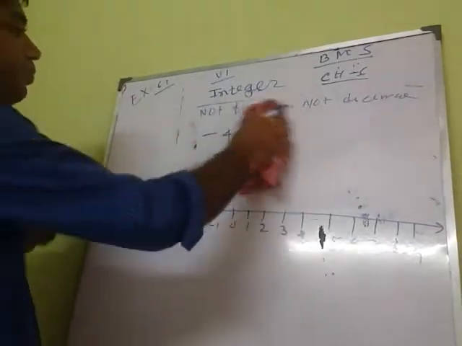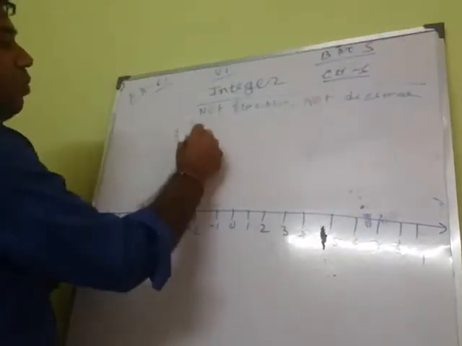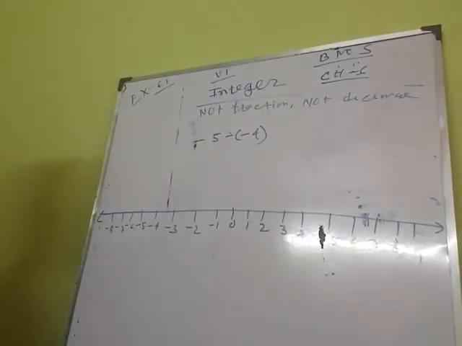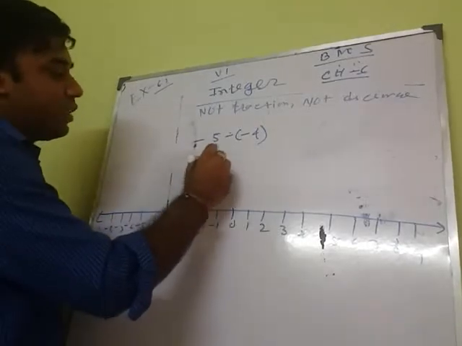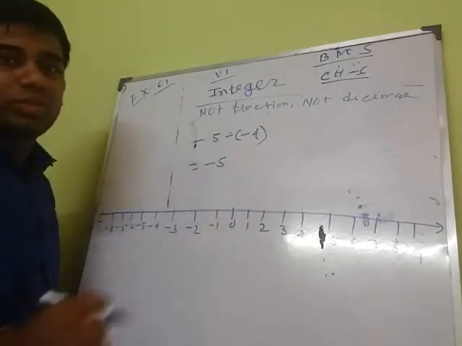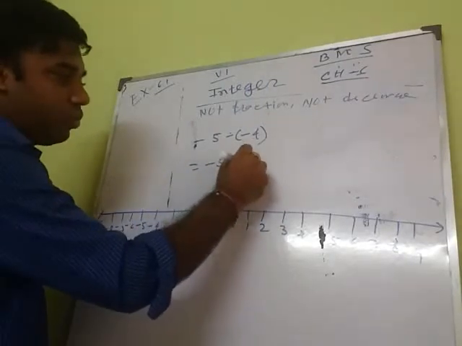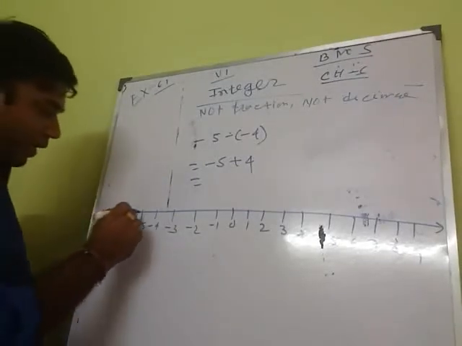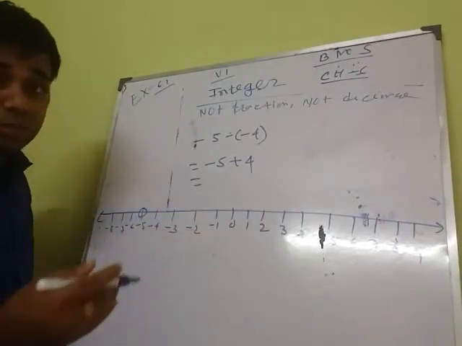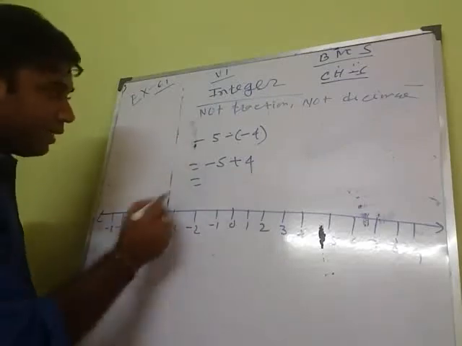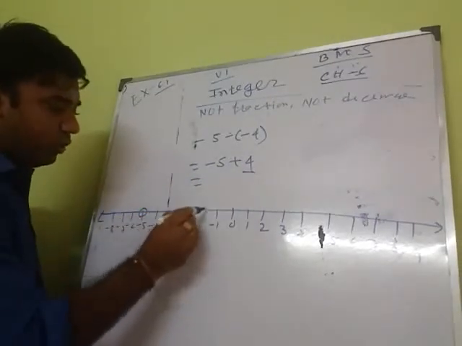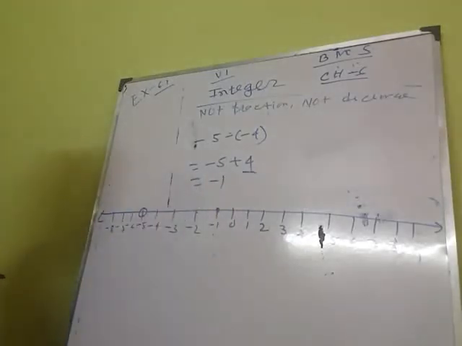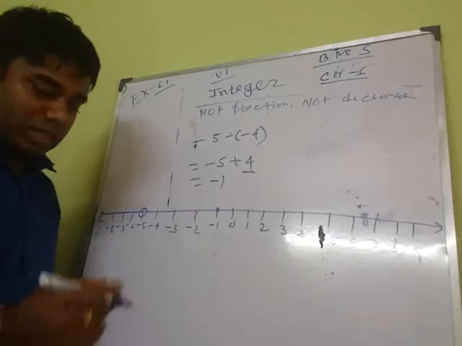Next, minus 5 minus of minus 4. How can you solve this? By using the number line. So minus 4, first of all, minus into minus, as we have just learned, is plus 4. Okay, now minus 5 plus 4. Minus 5 is here, now plus 4 means move to the right hand side, only 4 steps, 1, 2, 3, 4. That point is minus 1. Okay, minus 1 will be the answer.